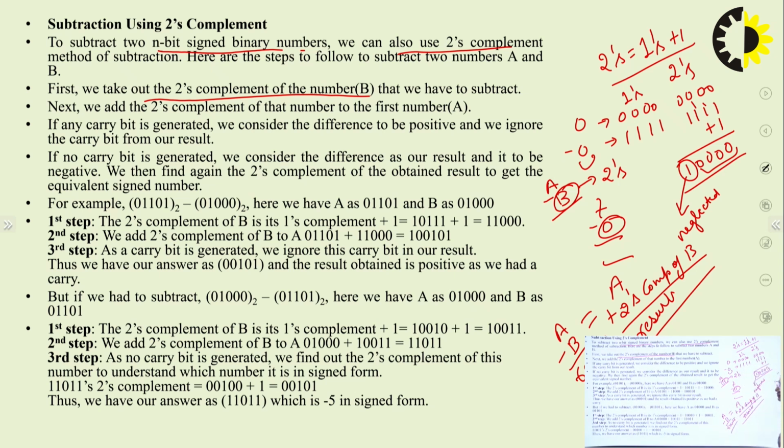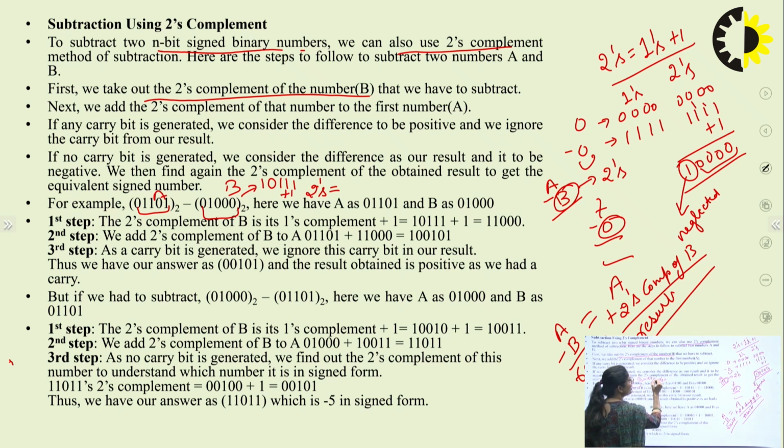Let's understand with an example. Here we have a number 0 1 1 0 1. This is equal to A and this is equal to B. We have to perform A minus B using 2's complement. So what will be the 1's complement of B? The 1's complement of B is 1 0 1 1 1. 1 will be converted to 0 and 0 will be converted to 1. And what will be the 2's complement of B? Plus 1 will be added.